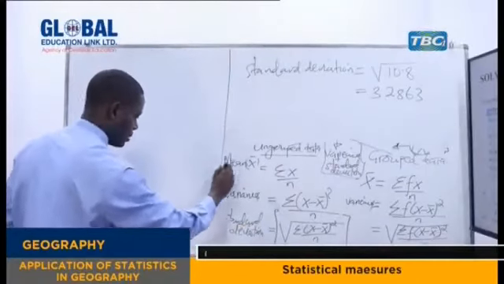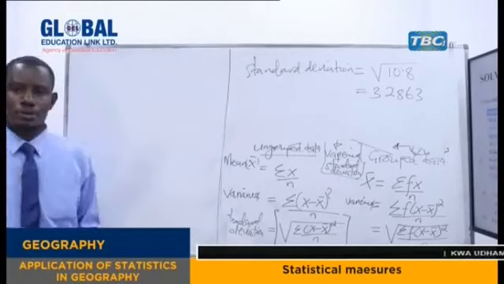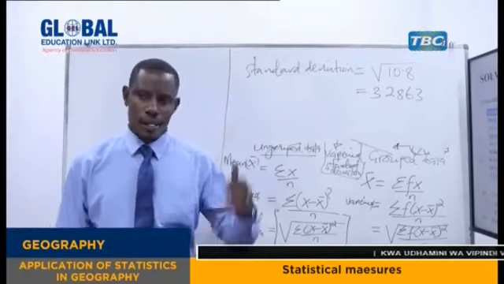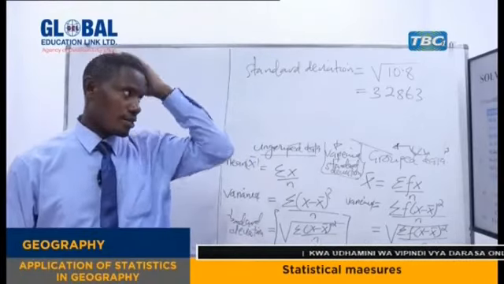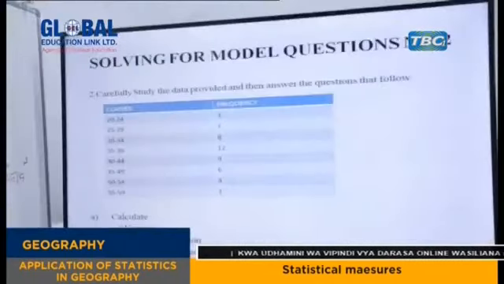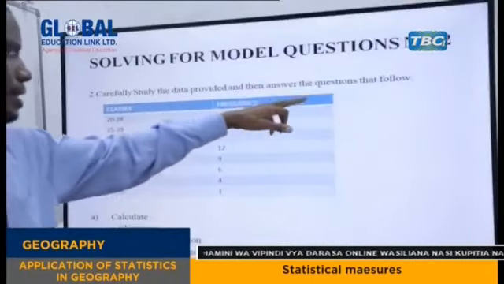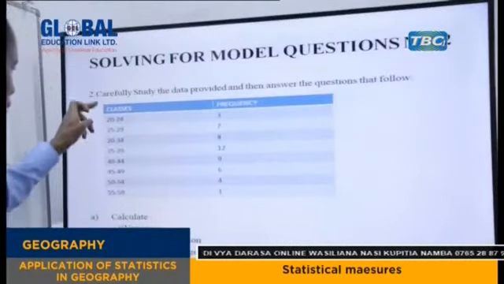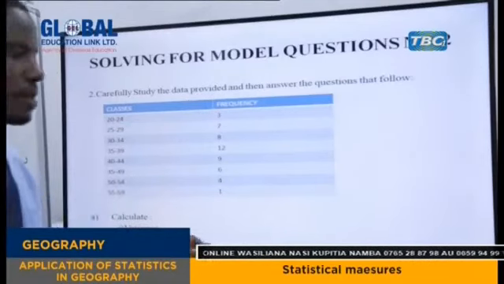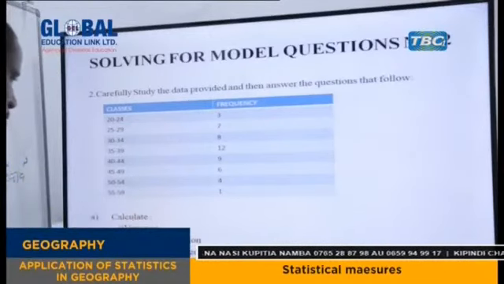For question number 2, it's a little bit complicated because over there we have to find the class mark, then we should proceed with the other things. So question number 2 is given as: carefully study the provided data and answer the questions that follow. We have been given the classes, given the frequencies. Then we have been asked to find the variance and the standard deviation.